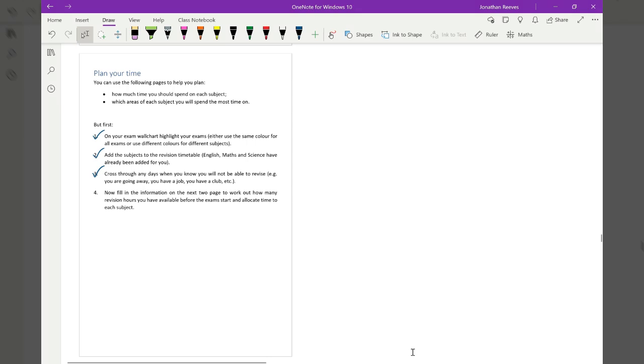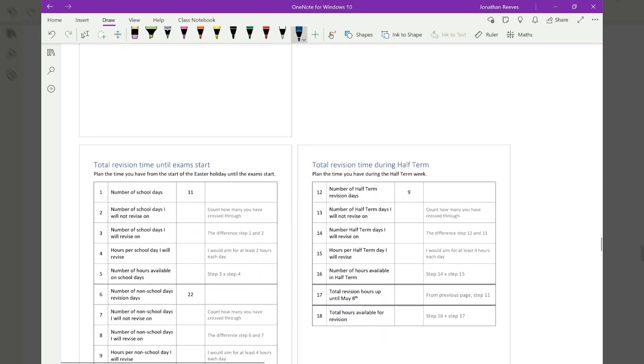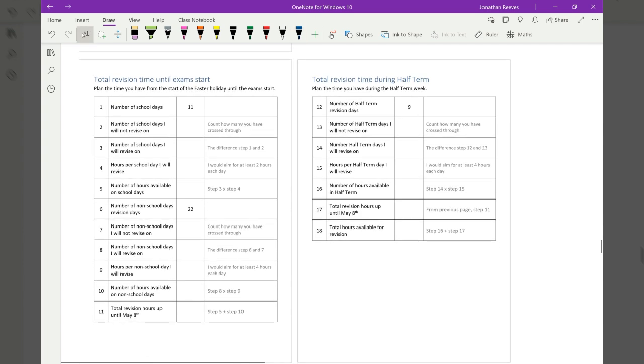Okay, so stage 4. We're actually now at the point where we are going to work out how much time you do have to revise. And so what we are going to do is use these 2 pages here and the revision timetable that you started crossing out days you can't work on. And we're going to look at, first of all, how many days can you not revise? And then we are going to work out how many days can you revise.